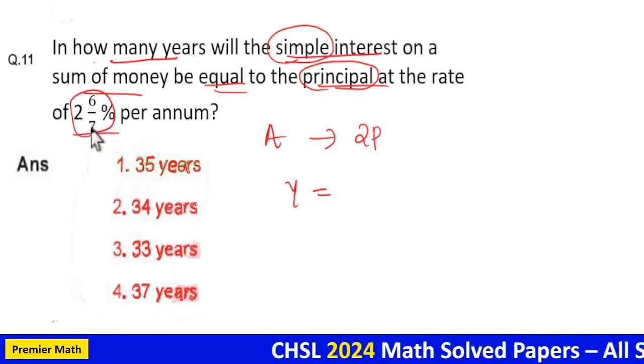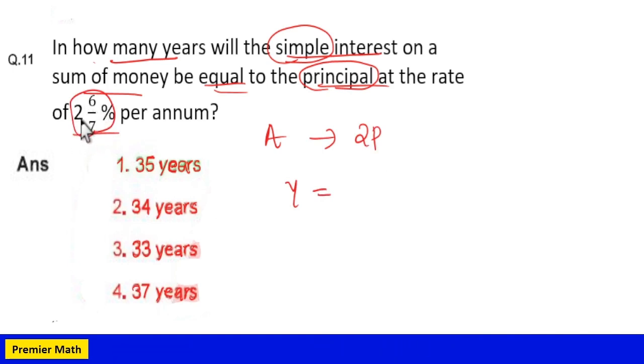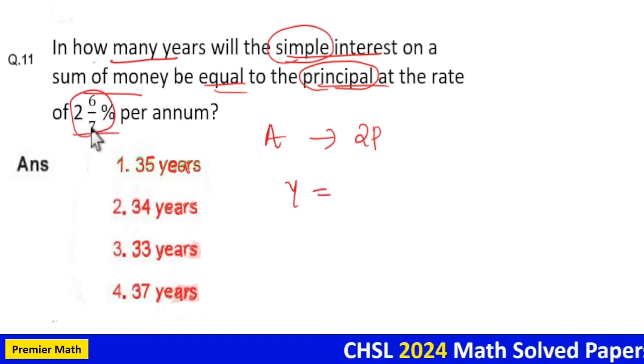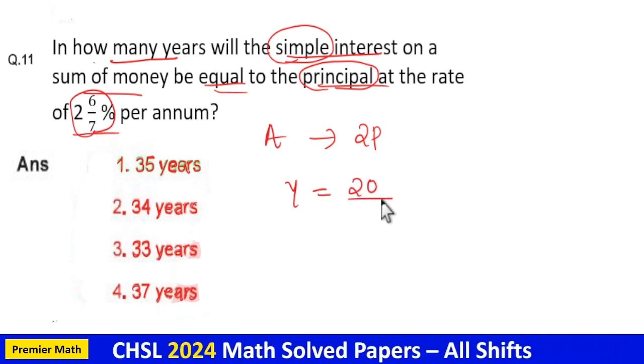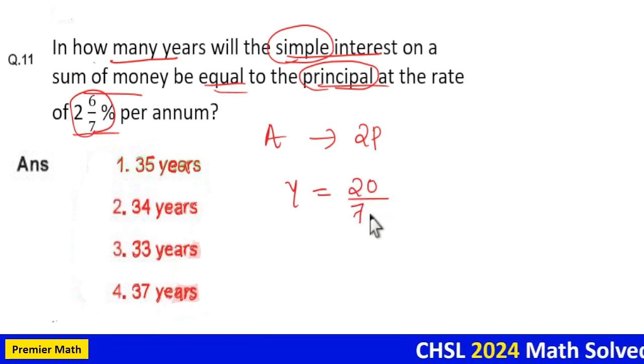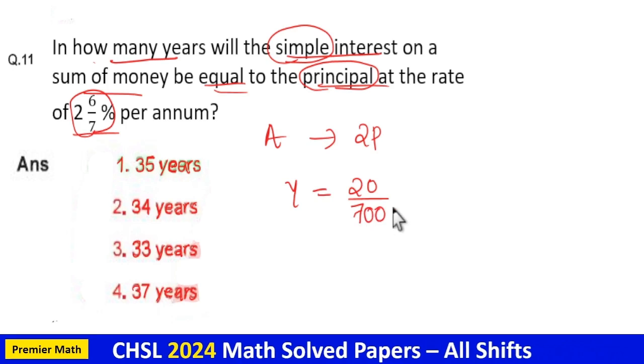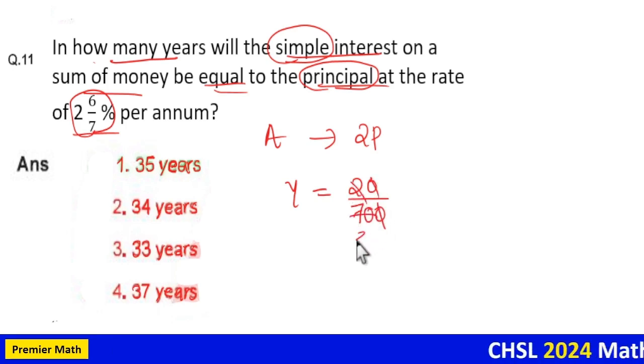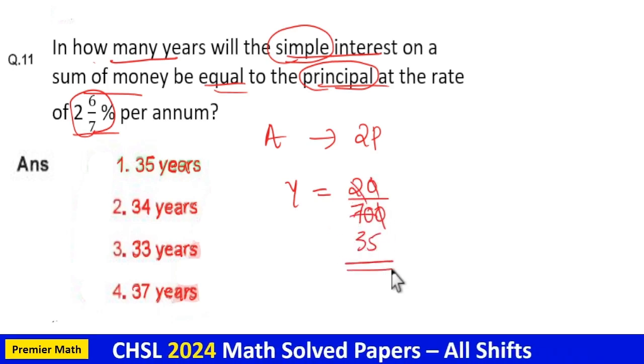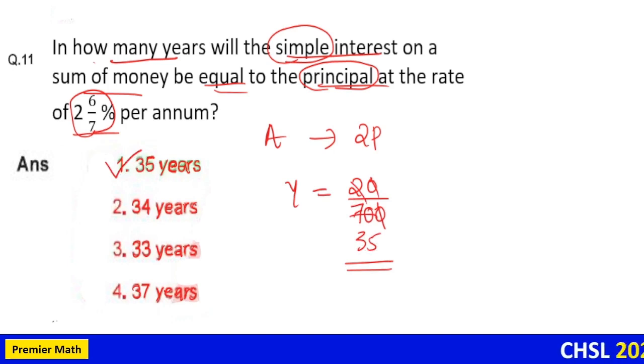The rate is equal to 2 into 6 by 7%, which means 7 into 2, 14, 14 plus 6, 20. So 20 by 7% is the rate. So 20 by 7% means 20 by 700. So here 20 goes 35 times in 700, which means y is equal to 35 years. Option 1 is your answer.